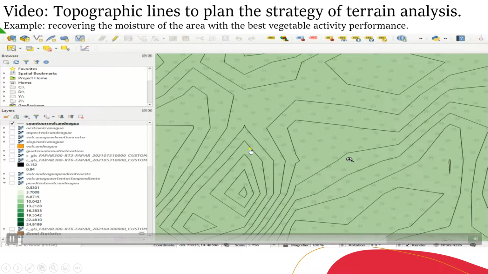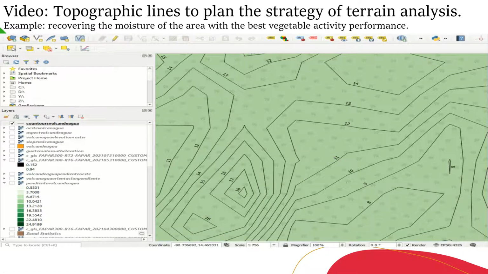Okay, so this is another topic that we are going to learn in this course. As you can see, we have the labels with the topography of the terrain, and how to make this calculation to plan this strategy, okay?